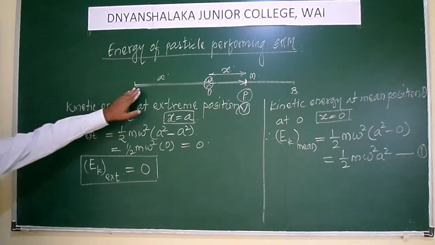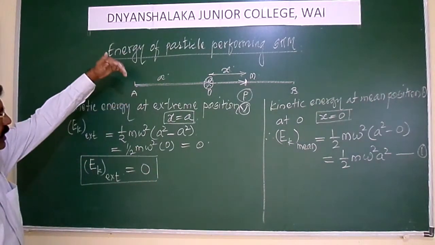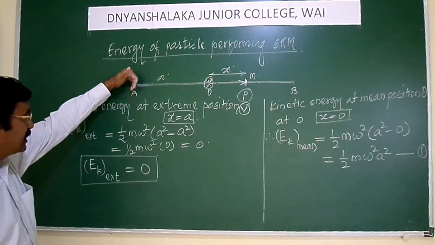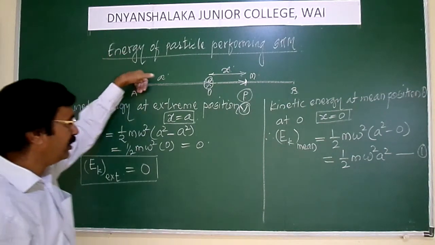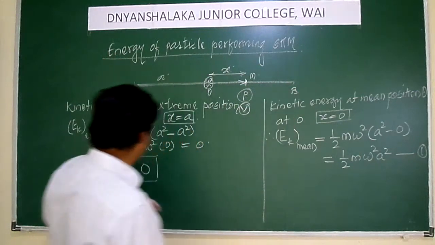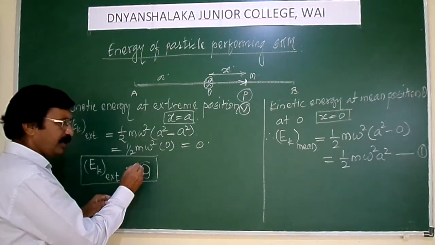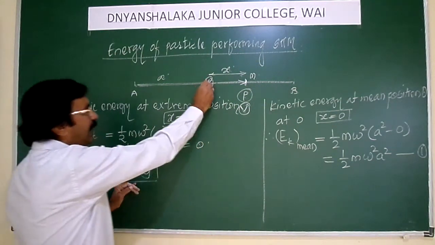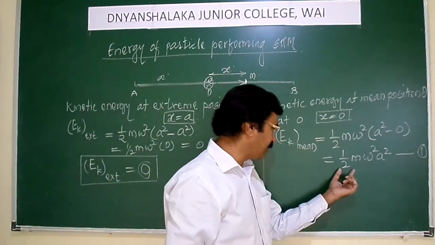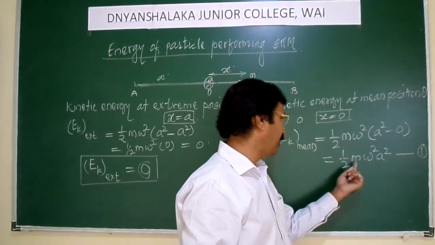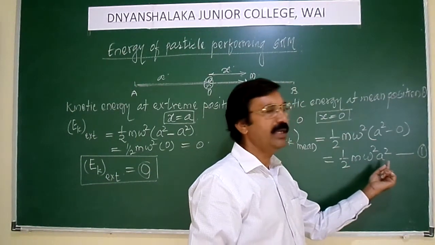And so here we see that the kinetic energy at extreme position, say at position A or at position B, will have 0 value, 0 joule. At mean position it will be maximum, it will be 1/2 m omega square A square.